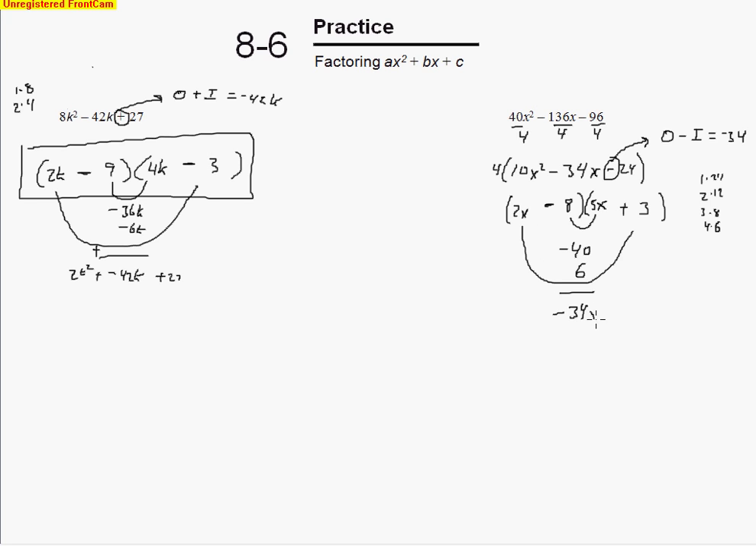So you can see how we get negative 34x. We've got a 10x squared. And we also have a negative 24. So that matches what I have up here. Just need the 4 on the outside to make it all work out when you multiply it together. So those are those types of problems. Let's take a look at other ones that we might end up seeing.